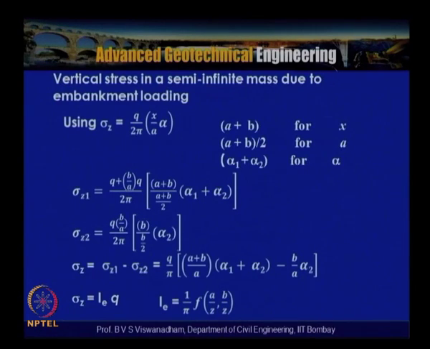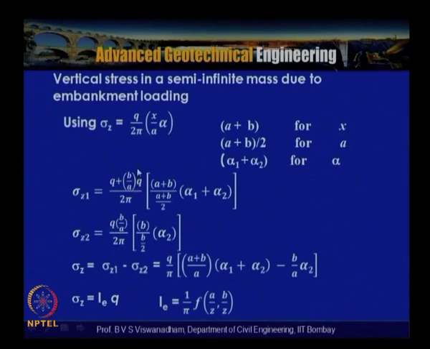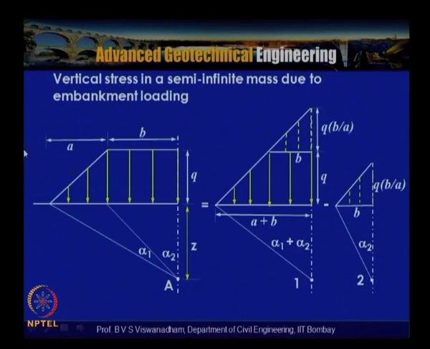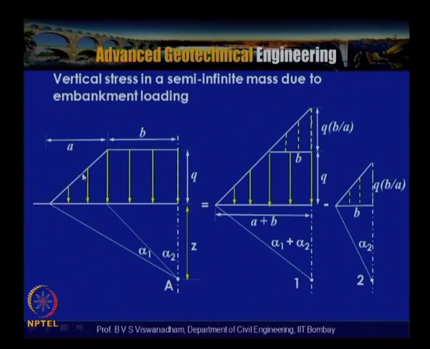So for sigma z1, that is the stress at this particular point due to the entire triangle, the load intensity is nothing but q plus B by A into q, that is why for q we have written q plus B by A into q, over 2 pi, and for x we are writing A plus B because the strip width is nothing but A plus B, and then A plus B by 2 for a, that is nothing but this portion.